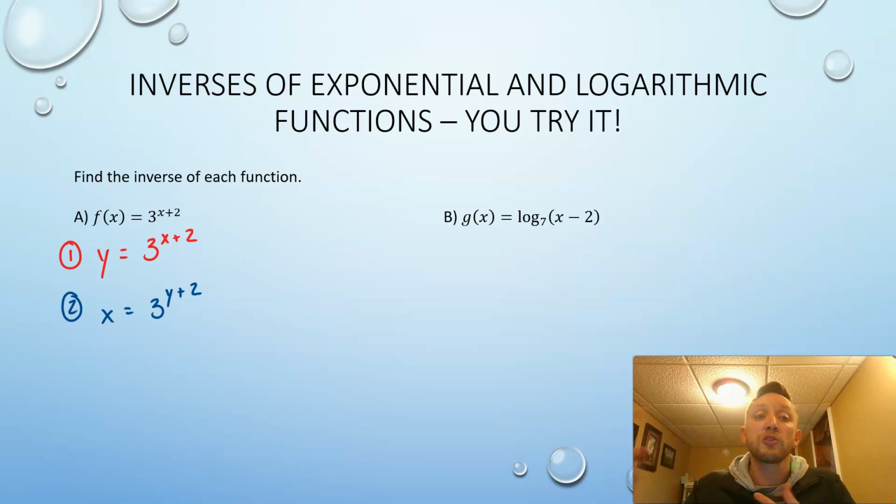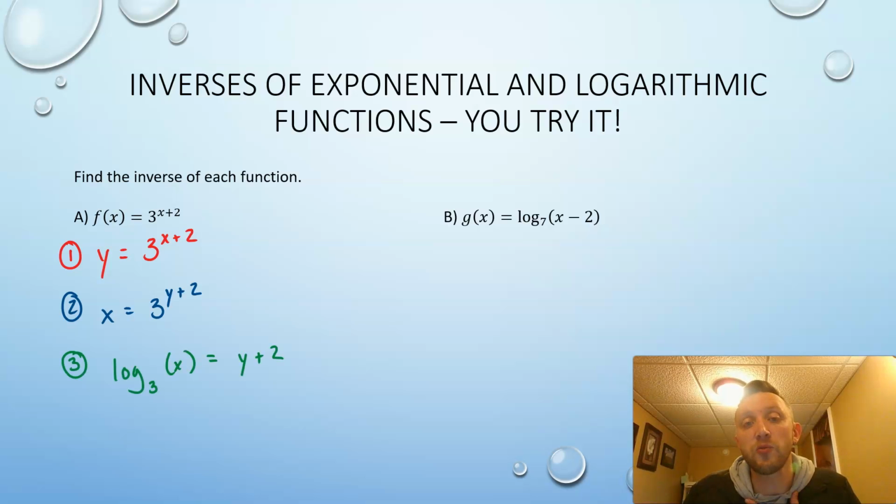The second step, switch the x and y around. So now I have x equals 3 to the y plus 2. Now the third step, this is where it gets tricky. It's currently in exponential form. We need to get it in logarithm form. So what's the base for your logarithm going to be? It's the same as the base of our exponent, which is 3.